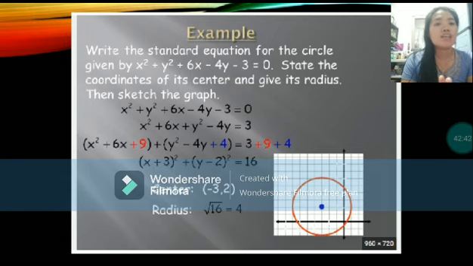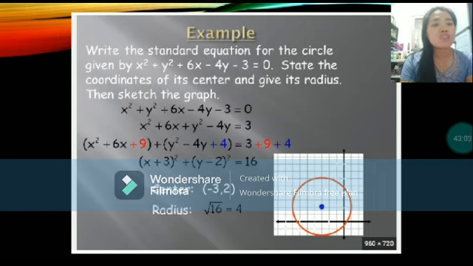Let's have another example. Write the standard equation for the circle given by x squared plus y squared plus 6x minus 4y minus 3 equals 0. And then state the coordinates of its center and give its radius. Then sketch the graph. So x squared plus y squared plus 6x minus 4y minus 3 equals 0.